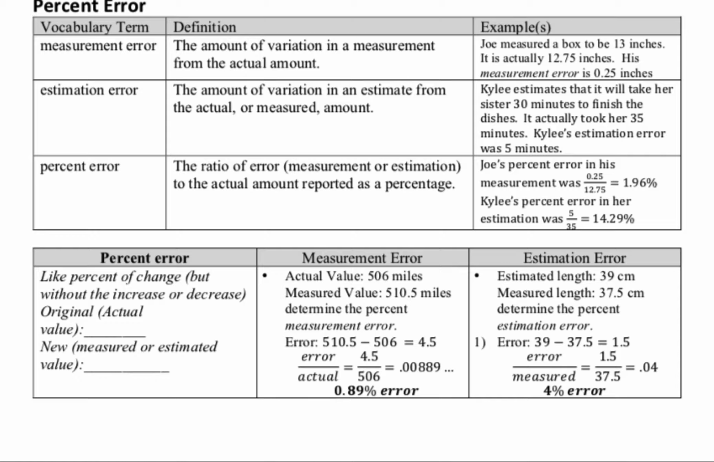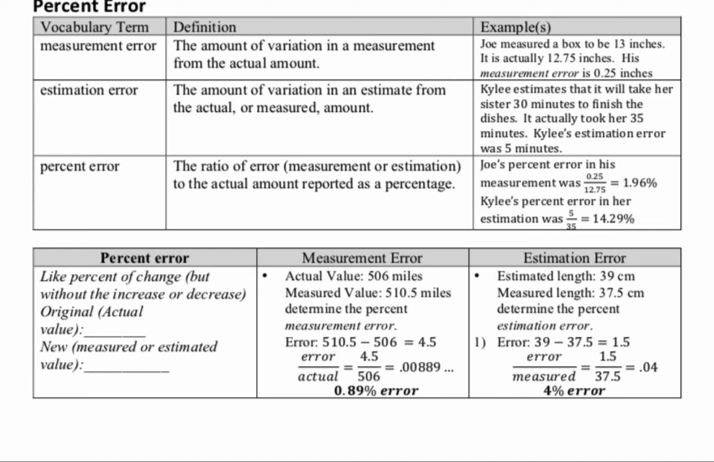Estimation error: the amount of variation in an estimate from the actual or measured amount. Kylie estimates that it will take her sister 30 minutes to finish the dishes. It actually took her 35 minutes. Kylie's estimation error was 5 minutes.